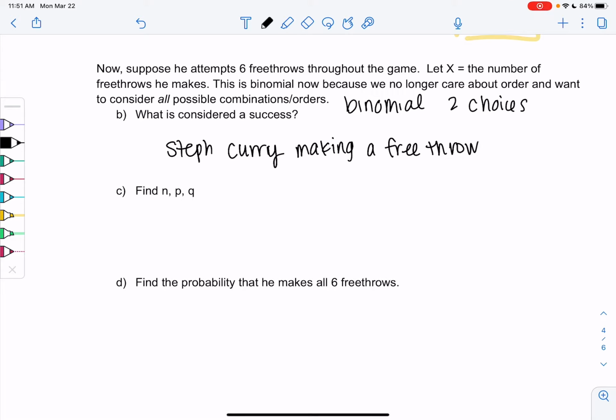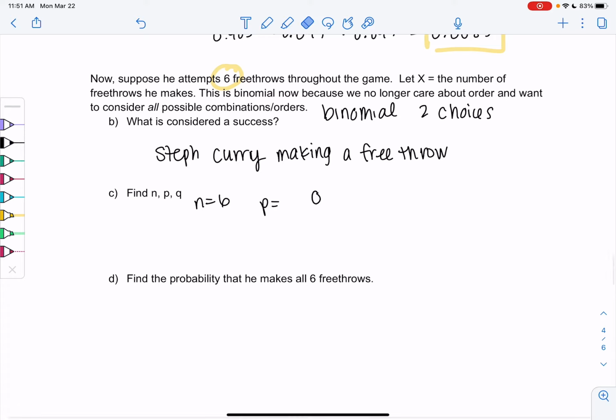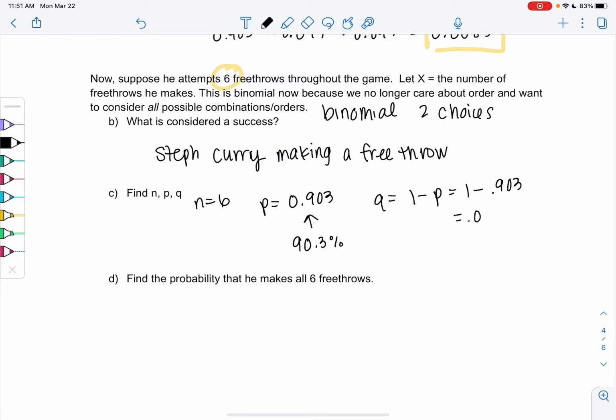And then n is always the total number. So in this example, he's going to attempt 6 times, so n would be 6. N is a total, so n is a whole number. P is the chance of making a free throw, which was 90.3%, but remember we want decimal form, so 0.903. Do not use these percents. The formulas just don't work, and those of you who tried it probably saw that you got crazy numbers. And then Q will be 1 minus P, which we already found. It was 0.097. So that's n, p, and q.